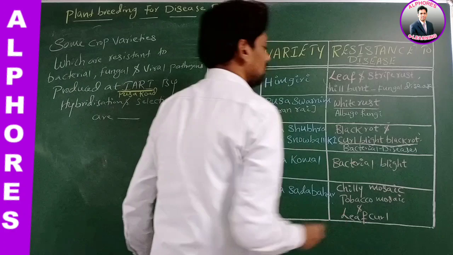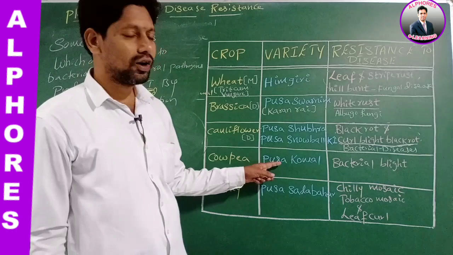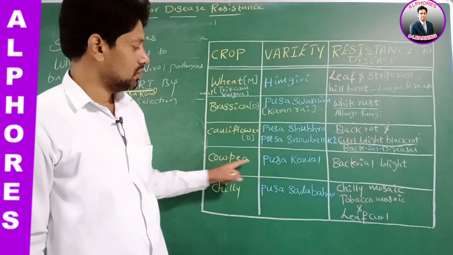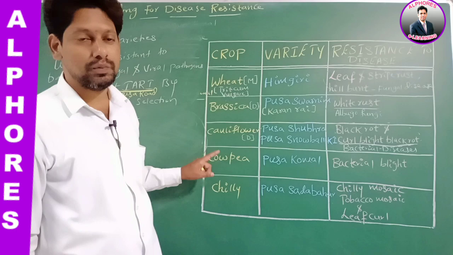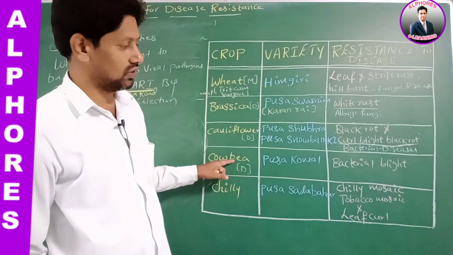These two are which diseases, sir? Bacterial diseases. Okay, go for the next one. Pusa Komal. What is it? It is a variety of what, sir? Cowpea. Cowpea belongs to which family? Fabaceae family. Therefore, it is also what, sir? Dicot. It's also dicot. Is it okay?